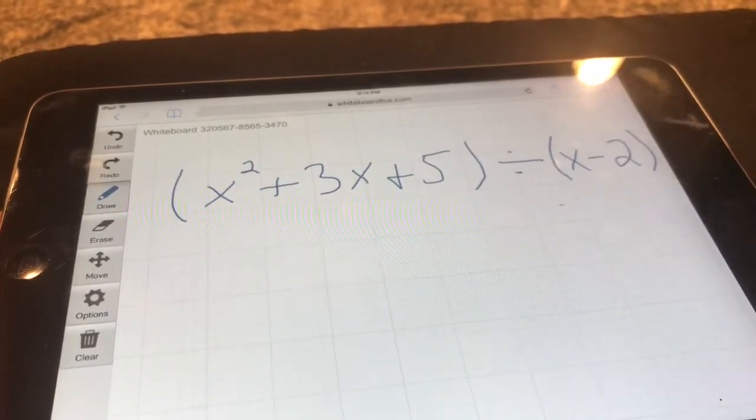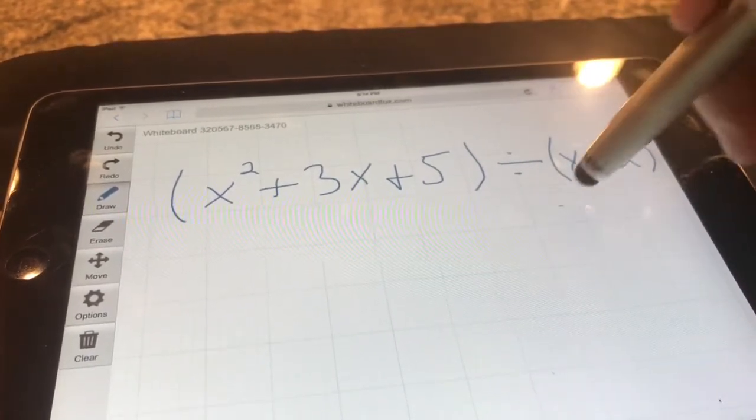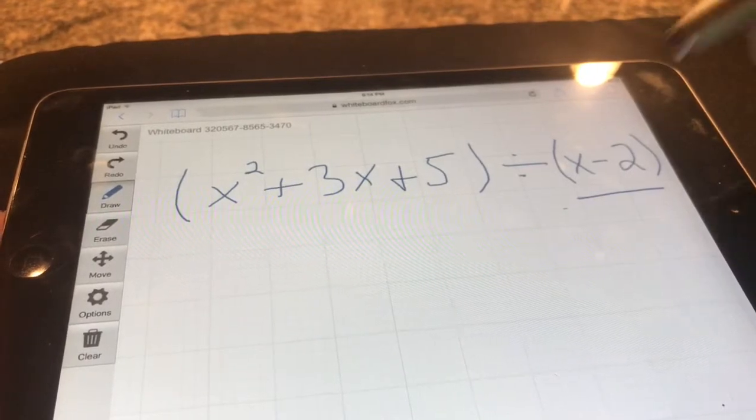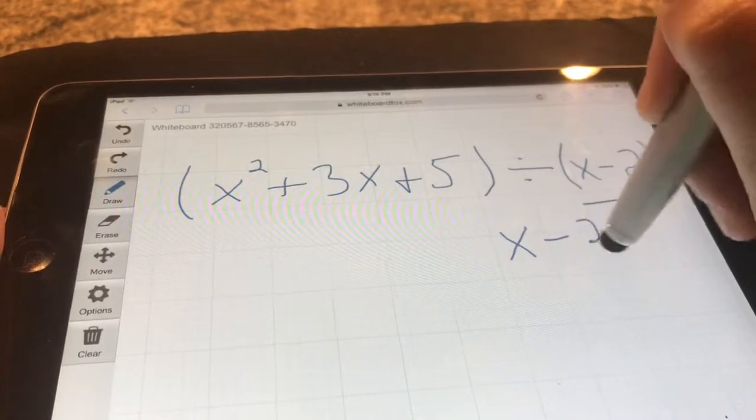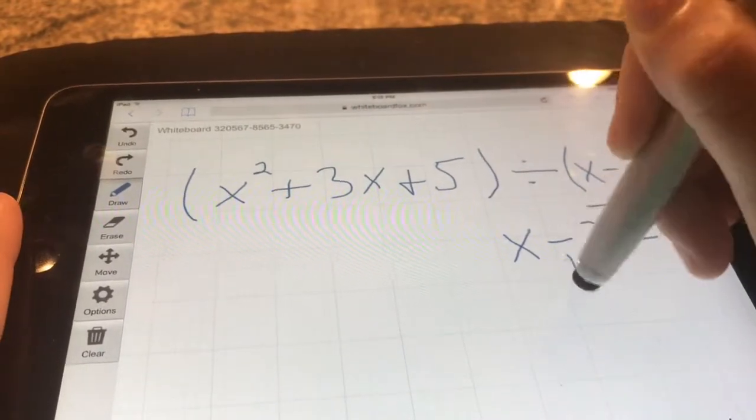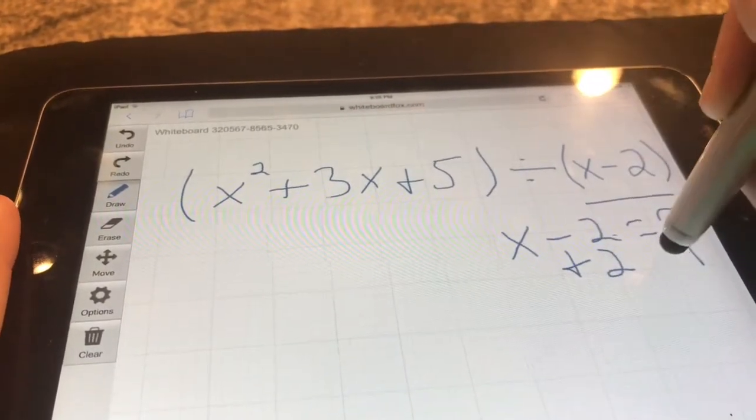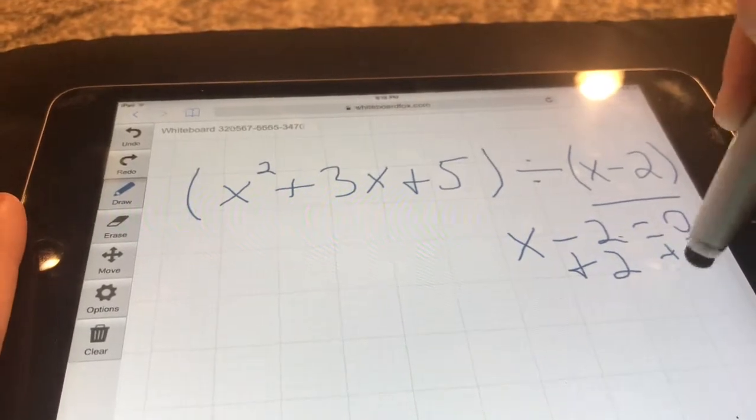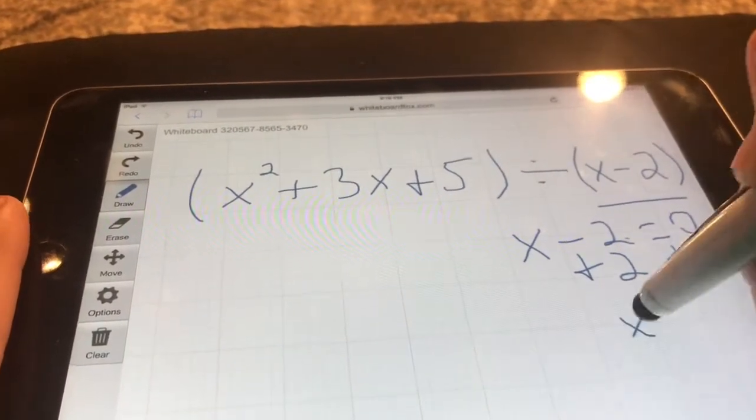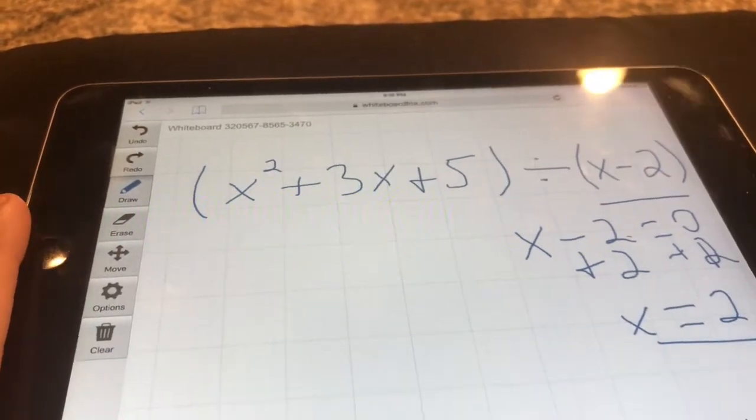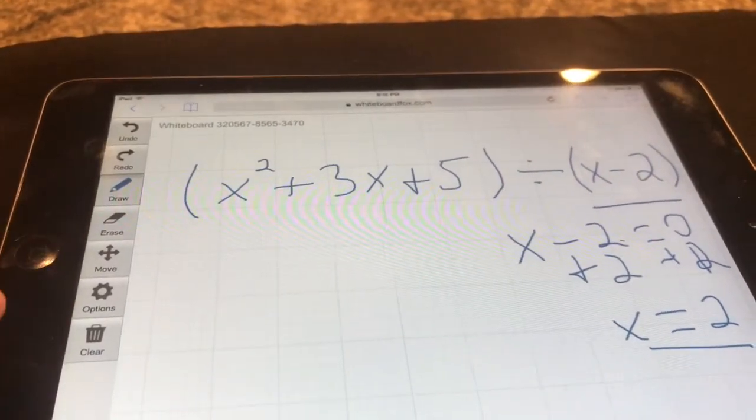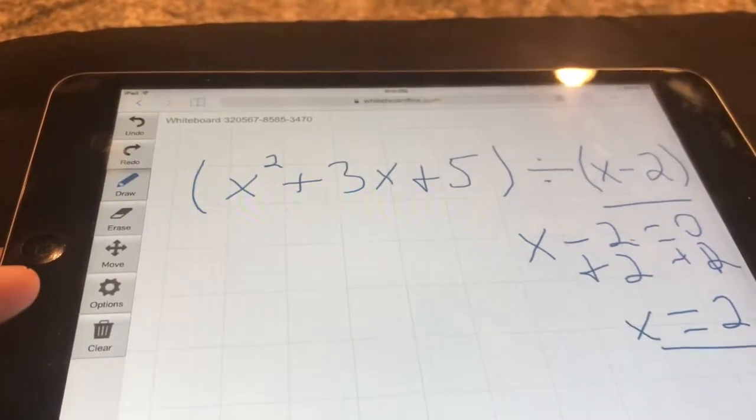So the first thing you want to do is start with your root. You want to set the divisor equal to 0, so x minus 2 equals 0. And then you add 2 to both sides, and then you have your little root, which is x equals 2. So I'm going to go ahead and clear my board, and then I'll get on to the synthetic division part.